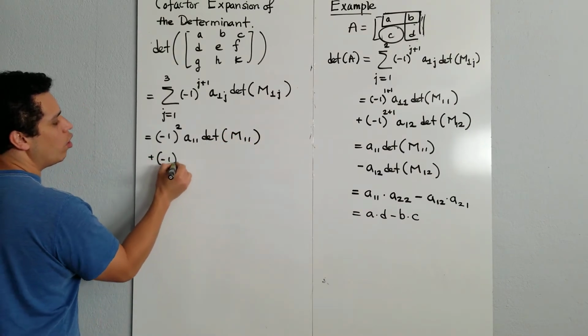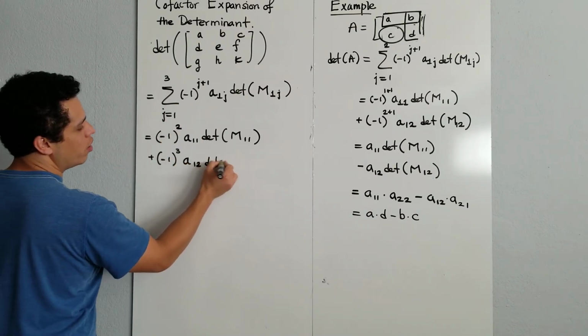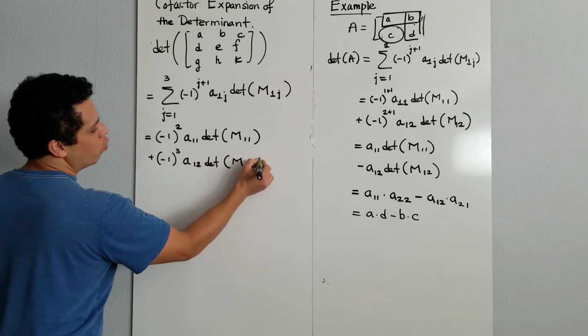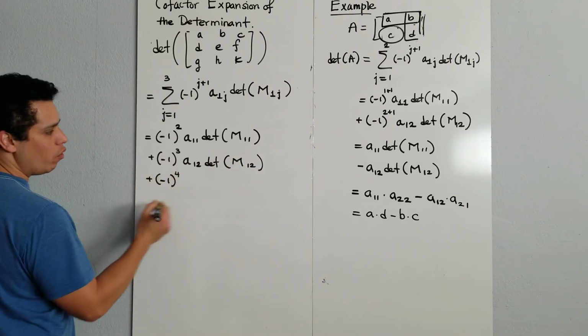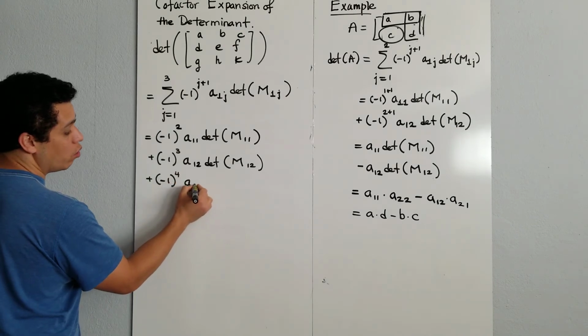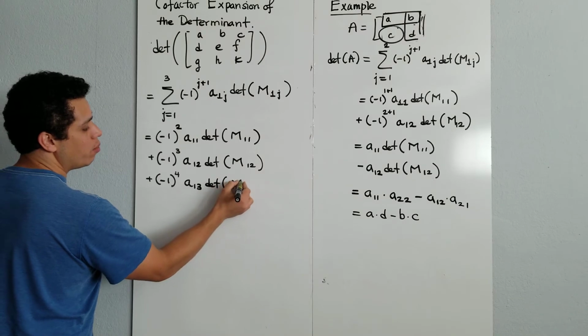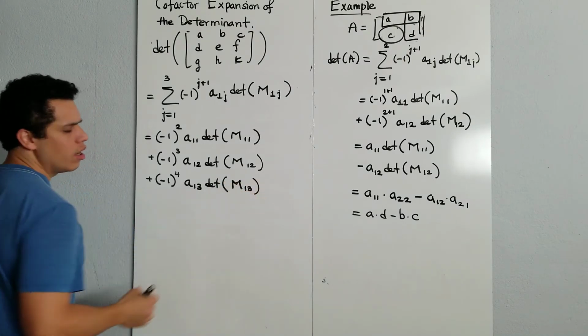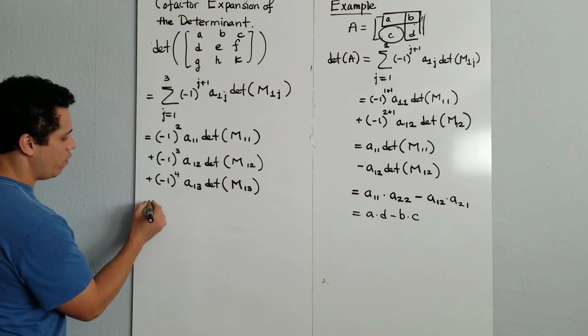Plus negative 1 to the power of 3, a12, determinant of m12. Plus negative 1 to the power of 4, a13, determinant of m13. Now, let me fully expand this expression that we have here.